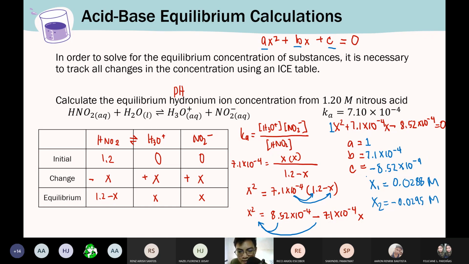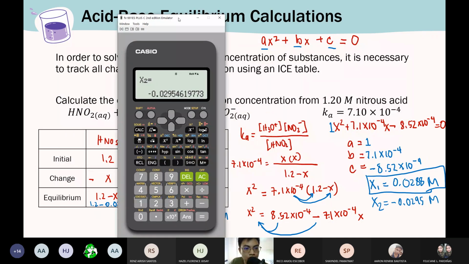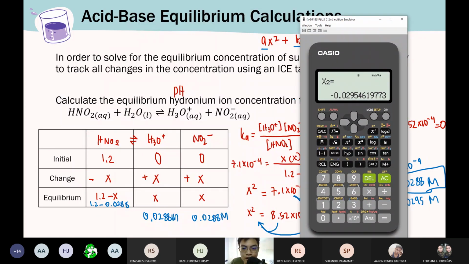So, we know that X is 0.0288 molar. Okay? So, plug in ko lang. So, 1.2 minus 0.0288. So, this is 0.0288 molar. And ito ay 1.2 minus... balik natin sa original yung calcu ha. So let's clear na lang. So 1.2 minus 0.0288 is 1.1712.